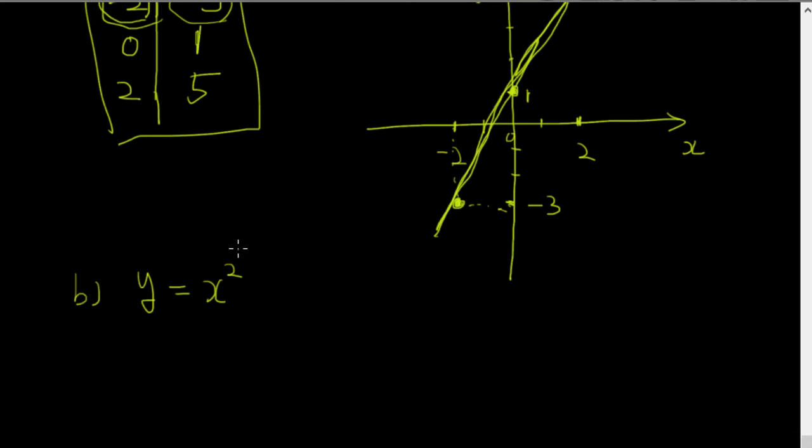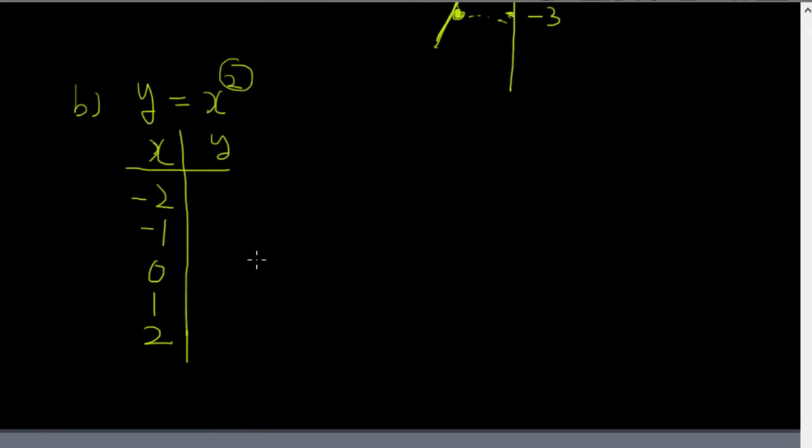How do I know? Because of this 2. So we are expecting some type of curve. So let's build our table. Let's say this is the x value, this is the y value. Let's do -2, -1, 0, 1, and 2. Let's do 5 points.